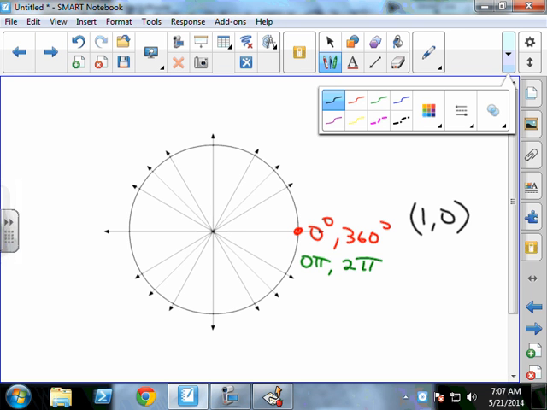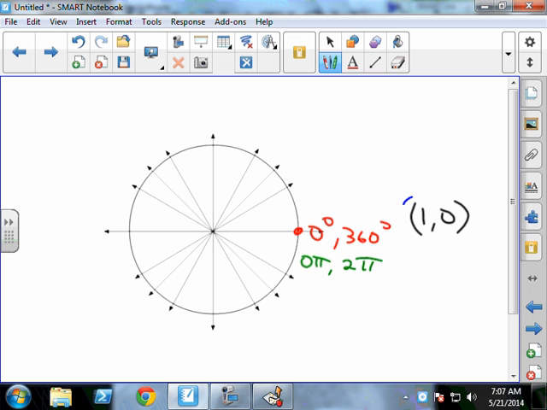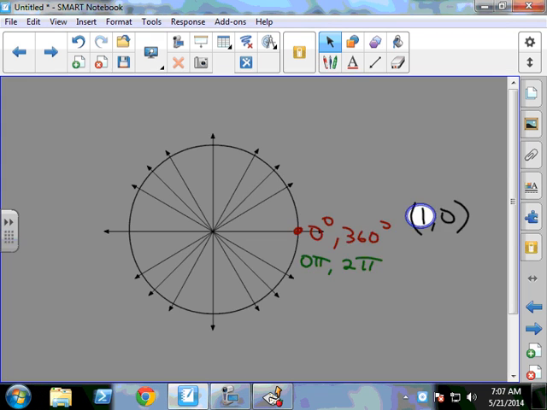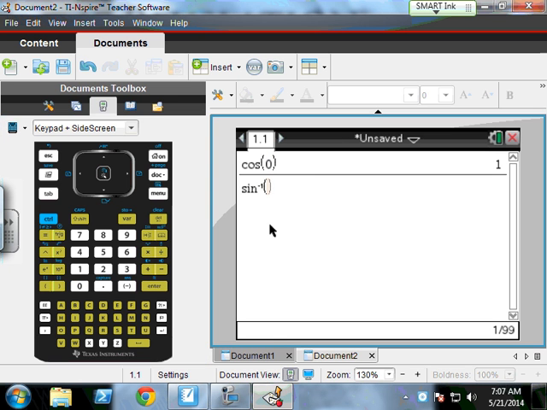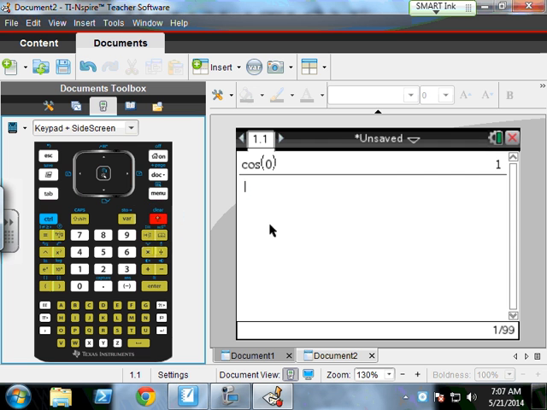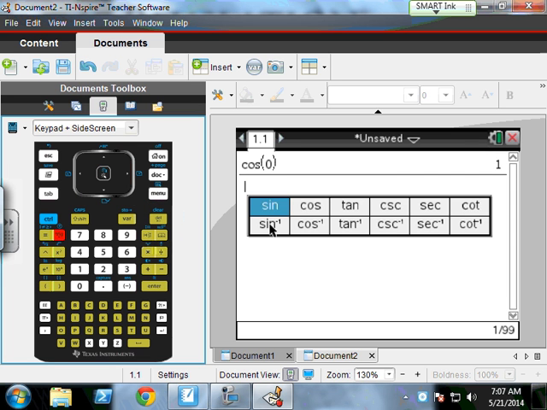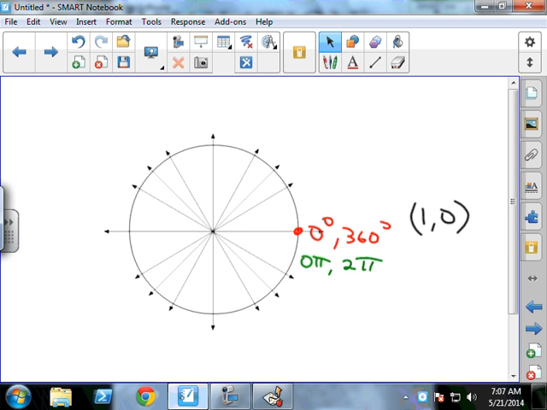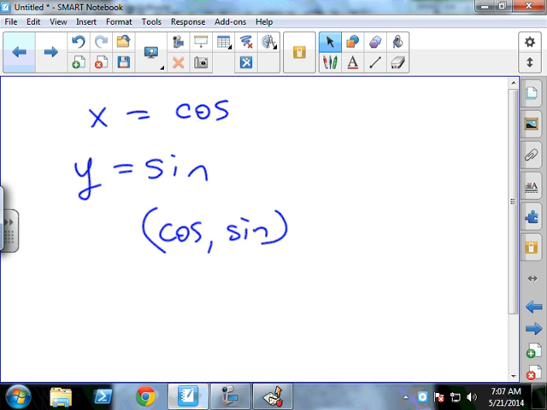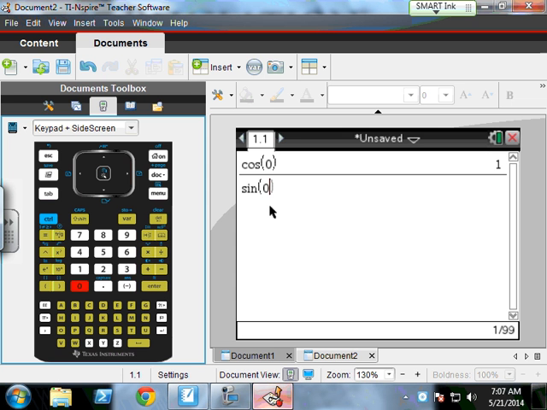Hopefully everybody's on the same page and following along. The cosine of 0 had better be 1. Check it out. Cosine of 0 is 1. Similarly, if I calculate the sine, not the inverse sine, but the sine, where's the sine? Oh, it's right there. The sine of 0 should be the y coordinate there. So the sine of 0 should be 0, and it is.